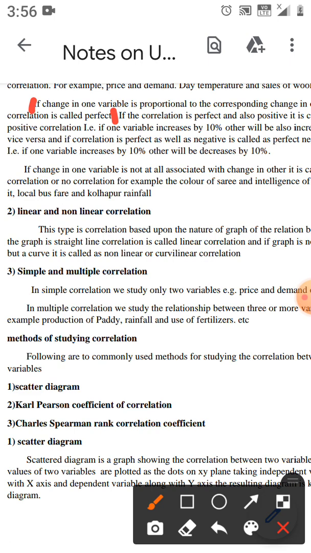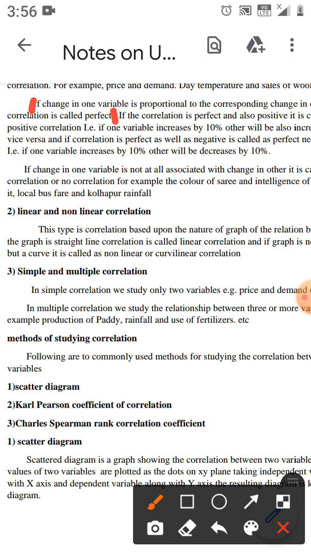The second type of correlation is linear and non-linear correlation. If both variables are plotted on graph paper and the graph is a line, or linear, then this type of correlation is linear correlation, otherwise non-linear correlation or curvilinear correlation.